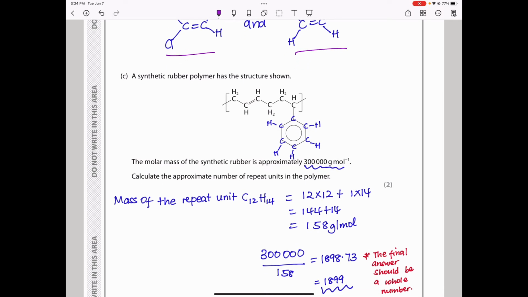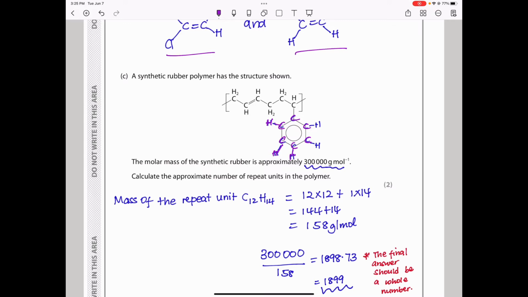They say the molar mass of the synthetic rubber is approximately 300,000 grams per mole. Calculate the approximate number of repeat units in this. The key thing is for us to find out the number of carbons and hydrogens. Again, I always advise students to label. If it's confusing you, label them. So I position the carbon, carbon, carbon, carbon, carbon, and carbon, and then fit in the required hydrogens.